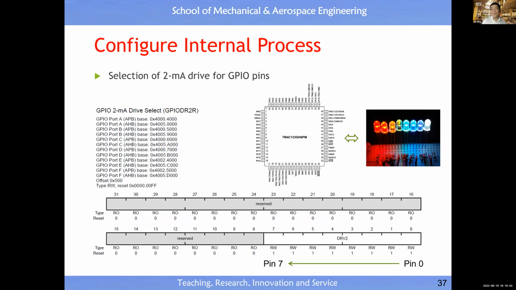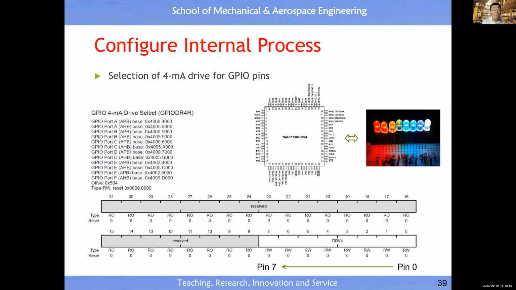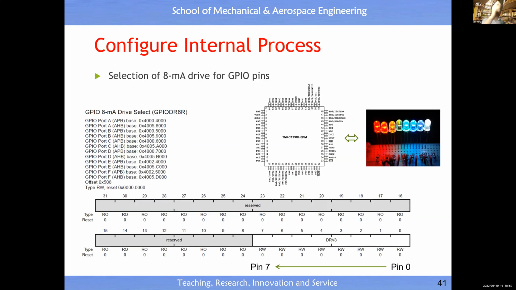So if, let's say, your LED can light up with 2 milliamperes, then you just connect here and set the 1 in this register. For some applications, I may want 4 milliamperes. For some applications, I may need 8 milliamperes. Then you see the register is different. So you just turn it on, then you do the connection, all right? So you see, you are very flexible.